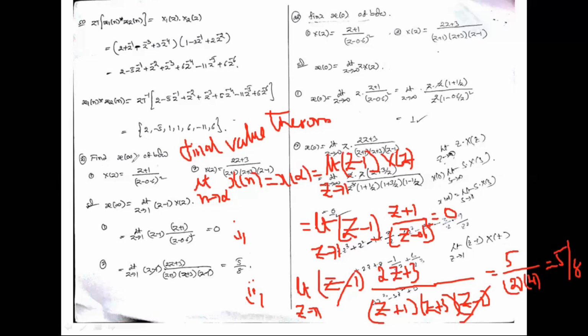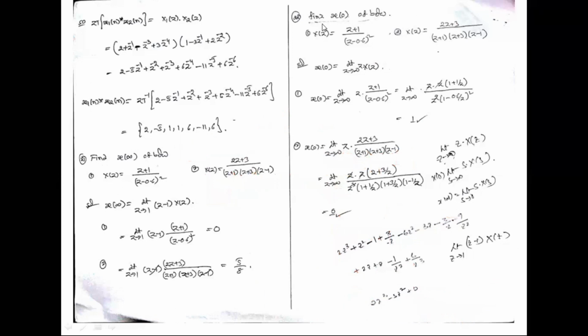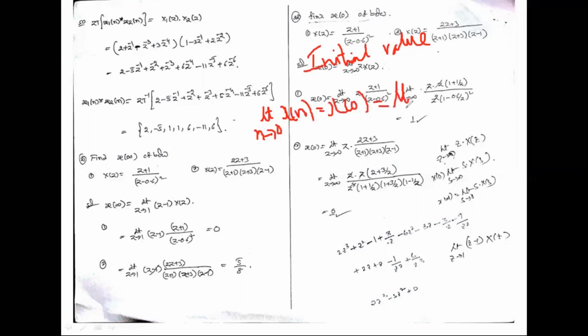So in the final value theorem, you can find x of infinity for the given function in the z domain x of z. Similarly, the next example: find the x of 0 of the below. What is x of 0? It is nothing but the initial value. What is the initial value? It says that the limit as n tends to 0 of x of n is equal to x of 0. That is equal to the limit as z tends to infinity of z into x of z.